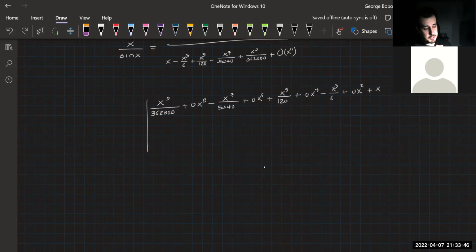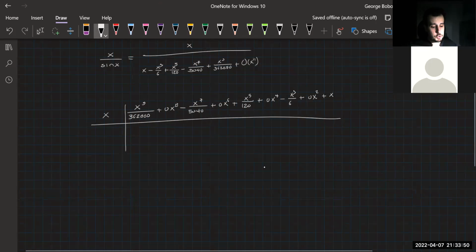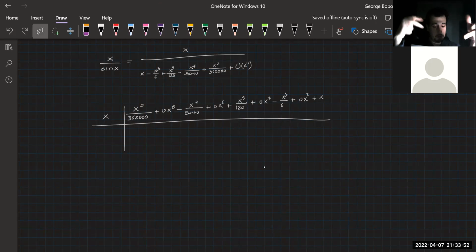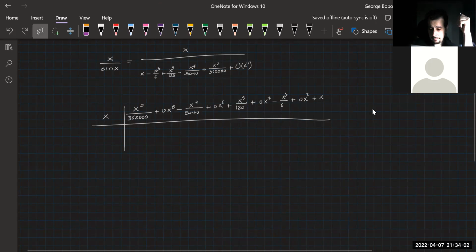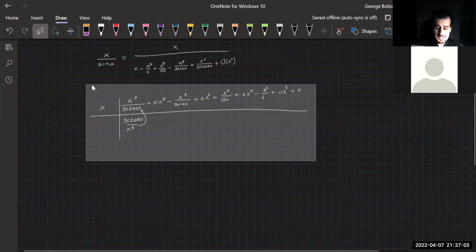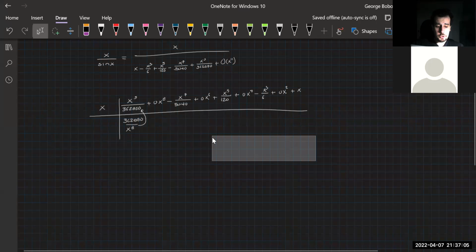This is absolutely disgusting. Why do they make you do these examples? So you have x being divided by this, and you're trying to do long division. So let me think about this for a sec. What I would say here is you do the long division. I'm not going to do it, but the remainder, I think they treat with big O notation. So I'll explain what I mean.